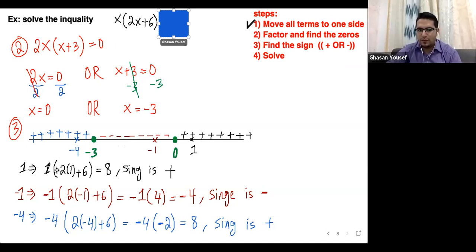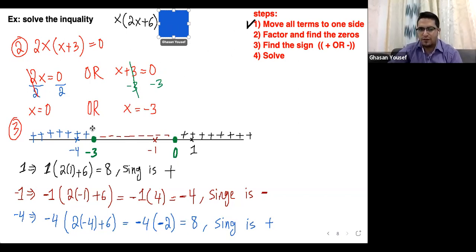After we plug in 1, we get 8. The sign for the 8 is positive, so we put positives. Same thing for the other intervals. We pick minus 1 between minus 3 and 0, and the answer is minus 4. We're looking for the sign only, which is negative. Same thing when we pick a number less than minus 3. So minus 4, I plug it into the equation, and I get 8, and the sign for the 8 is positive.